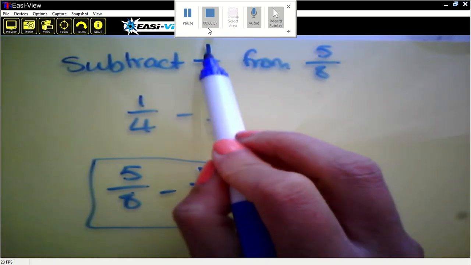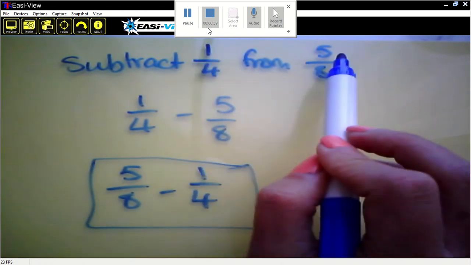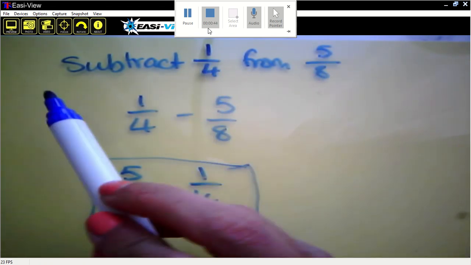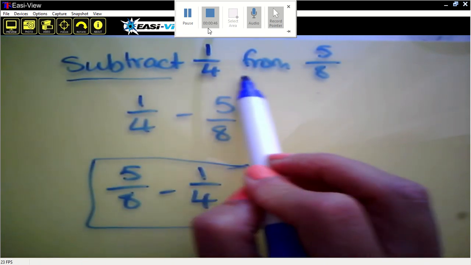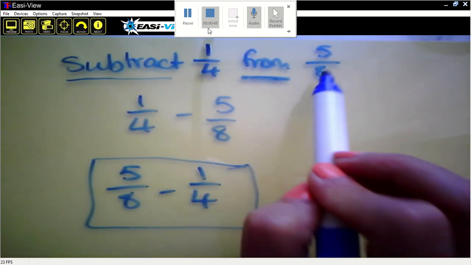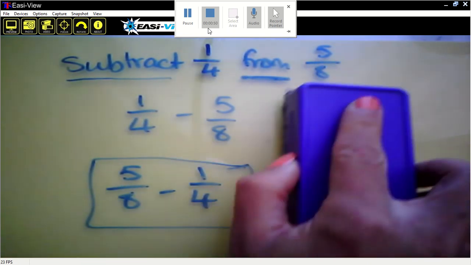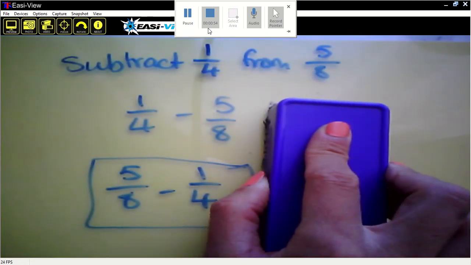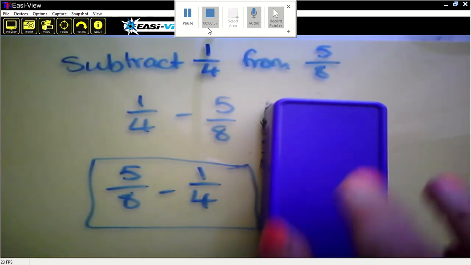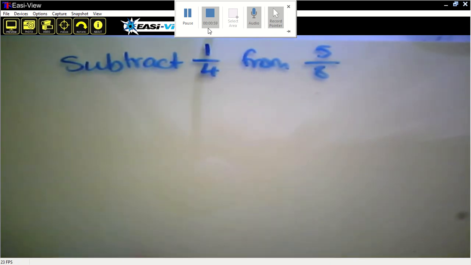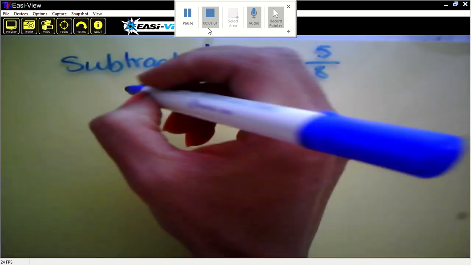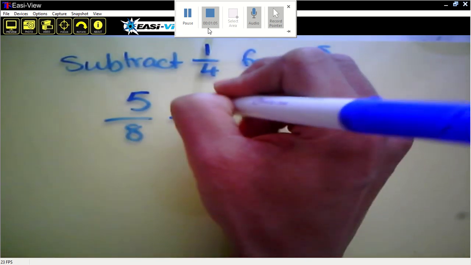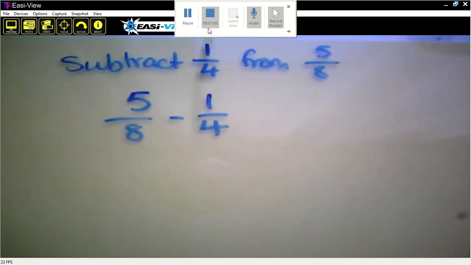So don't fall into the trap of thinking that because this quarter is first and the 5/8 is second, you take the 5/8 from 1/4. You don't. You've got to really look and see that it says subtract it from 5/8. Okay. So I'm going to show you this again with the counters because we only met the subtraction of fractions yesterday. Okay, right, so 5/8, and we're taking a quarter away from it. So 5/8 take away 1/4.